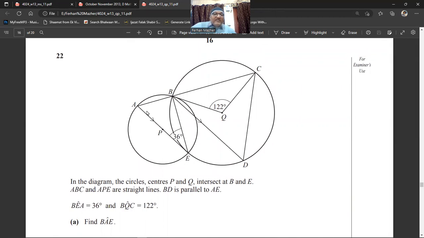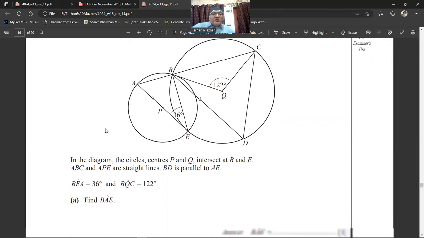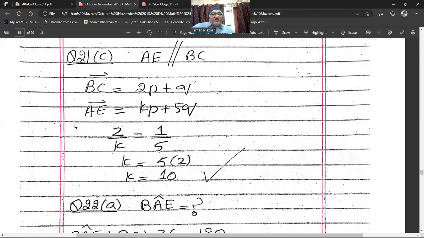Very simple. This is the diameter, so this angle here is 90 degrees. We say right angle in the semicircle. This is 36, this is 90, and this is the question. Very simple, straightforward question.